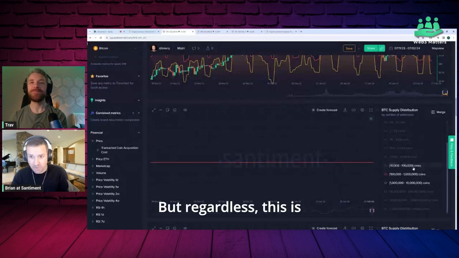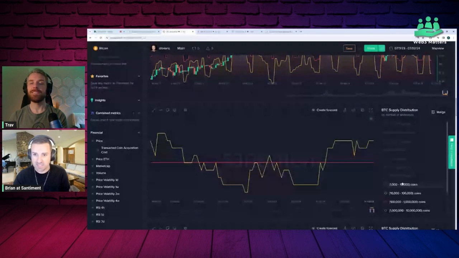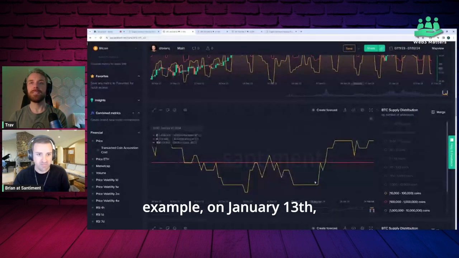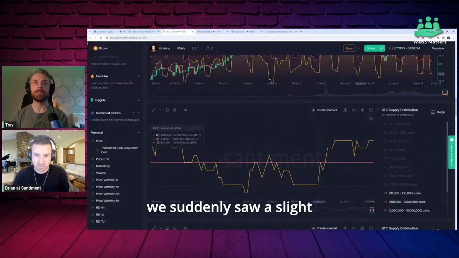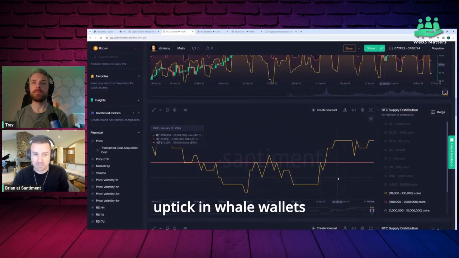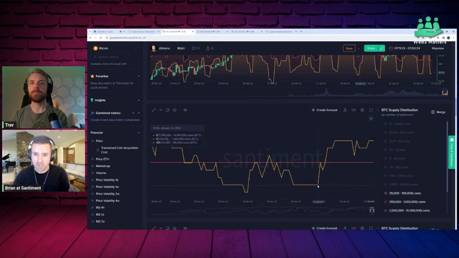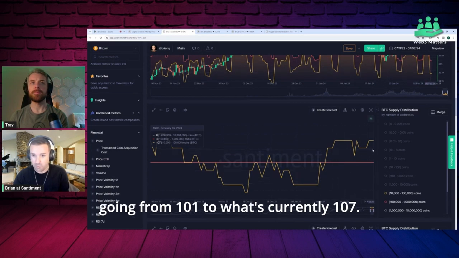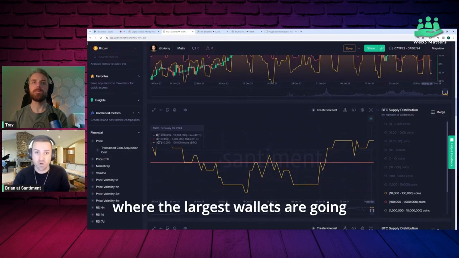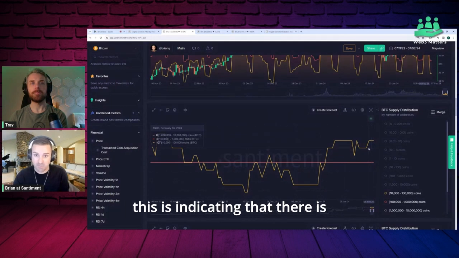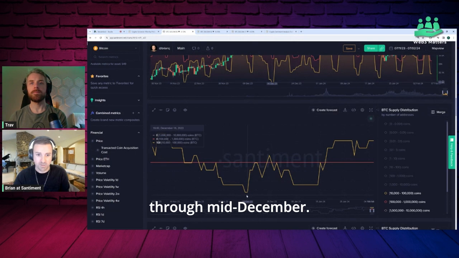But regardless, this is a great way to look at just how many wallets of different sizes there are at any given time. You can see, for example, on January 13th, or 14th, I should say, we suddenly saw a slight uptick in the largest whale wallets out there, going from 101 to what's currently 107. So if you're interested in seeing where the largest wallets are going, and if there's more of them over time, this is indicating that there is, after it actually dropped from November through mid-December.